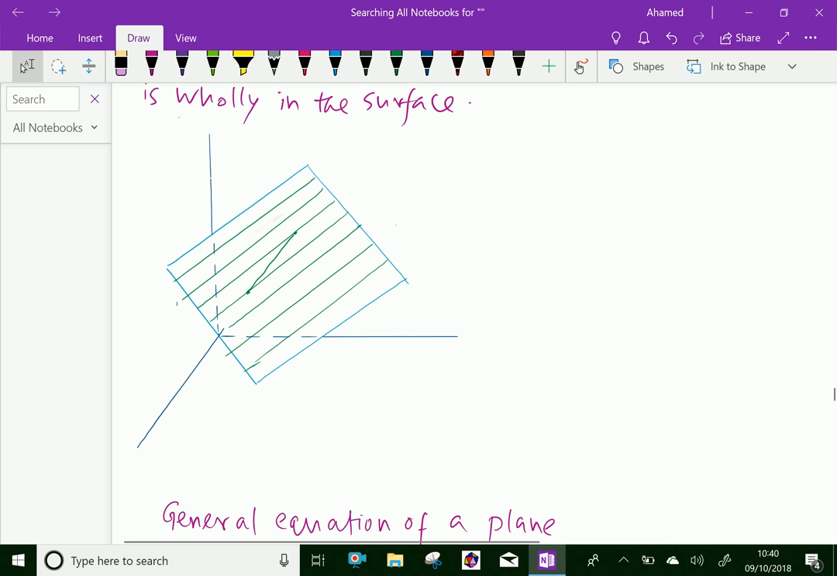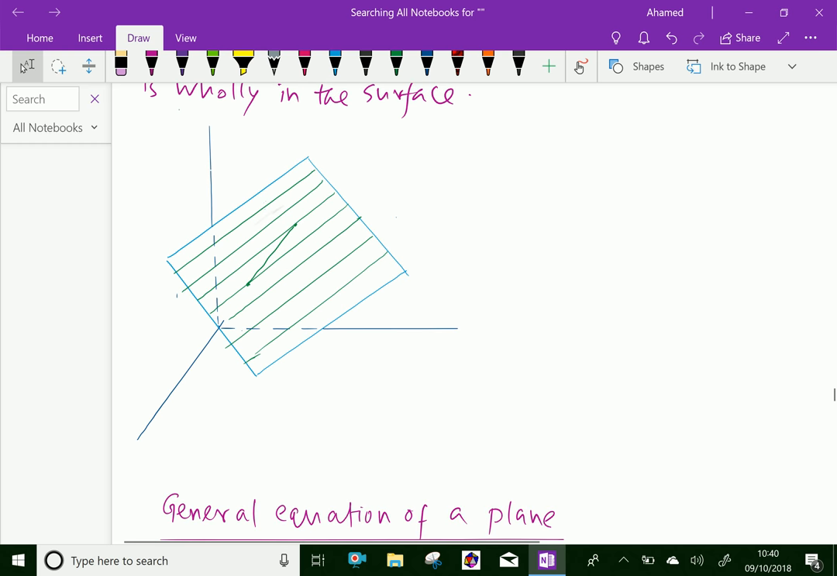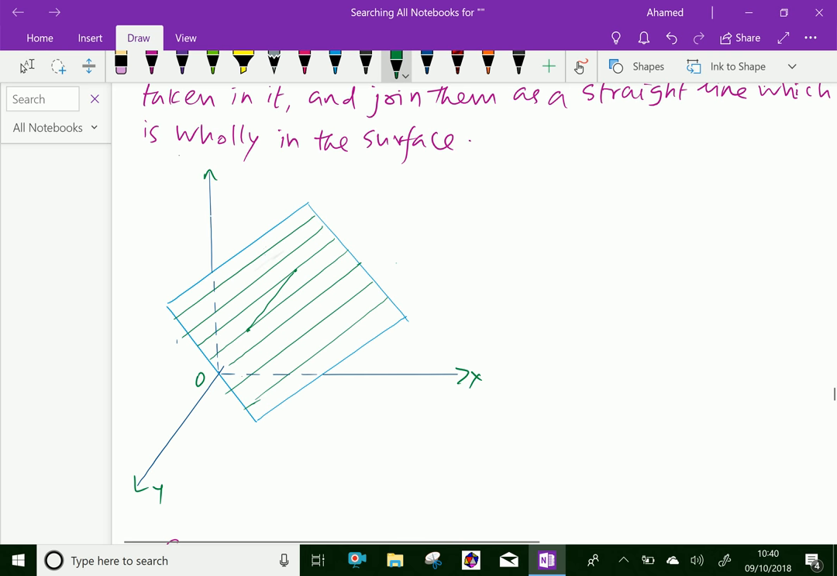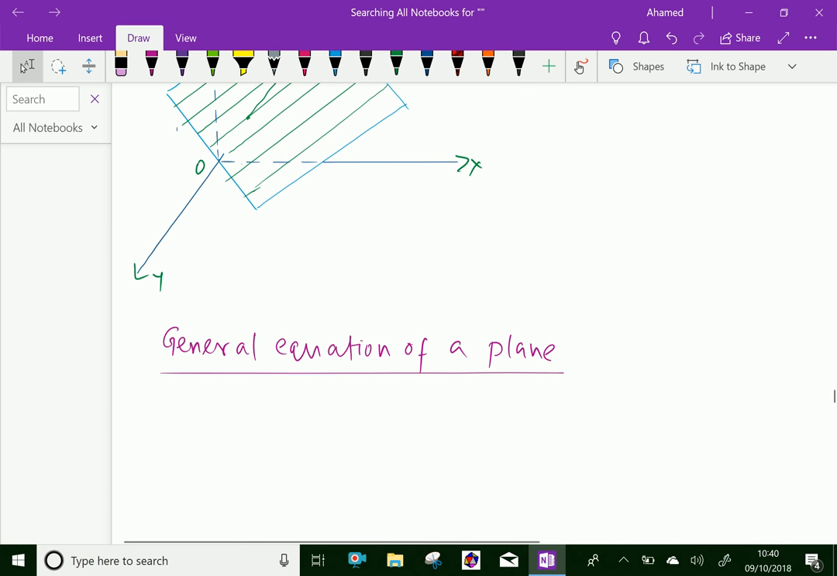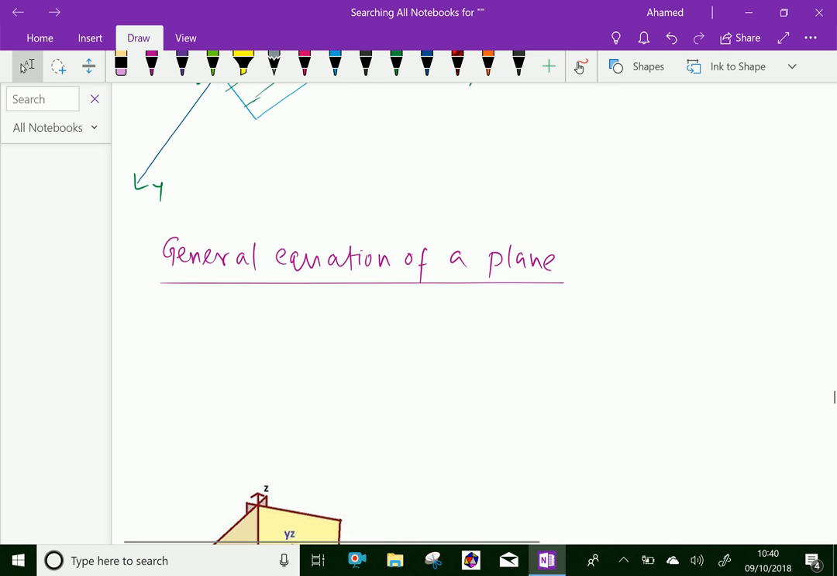Now look at this figure. In mutually perpendicular axes OX, OY, OZ, a plane is formed in space. Now we'll discuss the general equation of the plane.